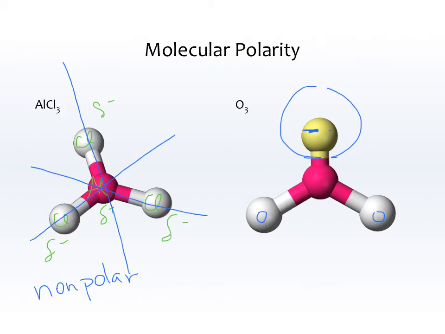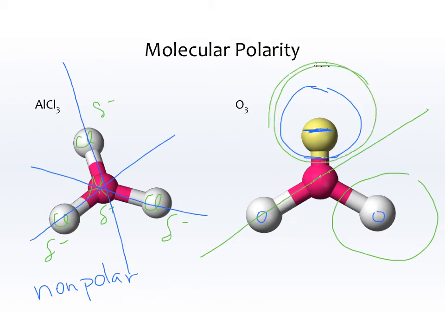What if we looked at it, let's make this negative right there. What if we looked at it this way? Then we see that on this side we have an oxygen, which is more electropositive, and a lone pair of electrons, which is much more electronegative, and there's obviously not symmetry going on there.